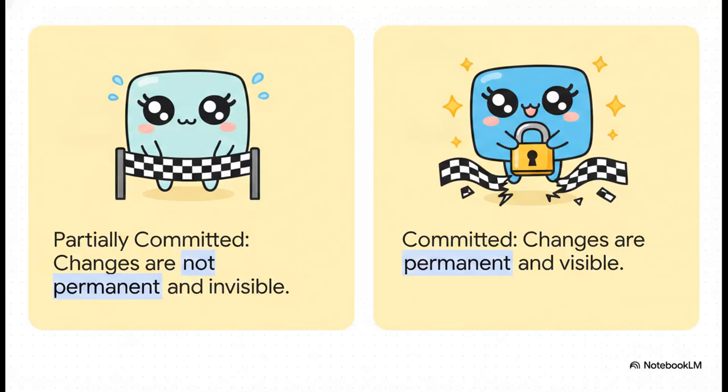Let's compare the 2 most critical states here. Being partially committed means you've executed the very last line of code, but you're just hovering right at the finish line. Your changes are completely invisible to the rest of the database right now. It is only when you cross into the committed state that the operation is finalized, the data is locked in forever, and the system is allowed to actually see your work.